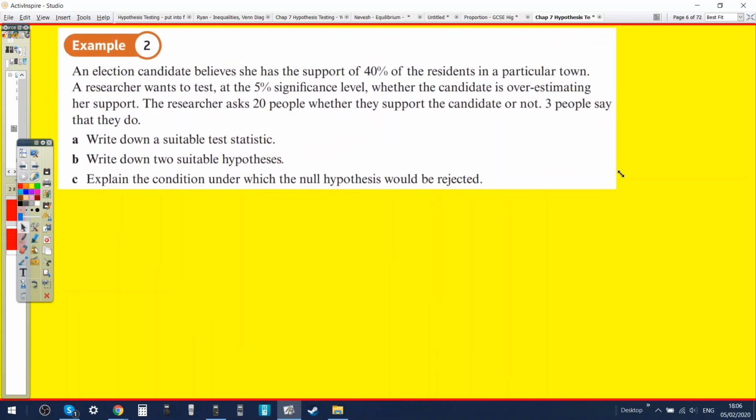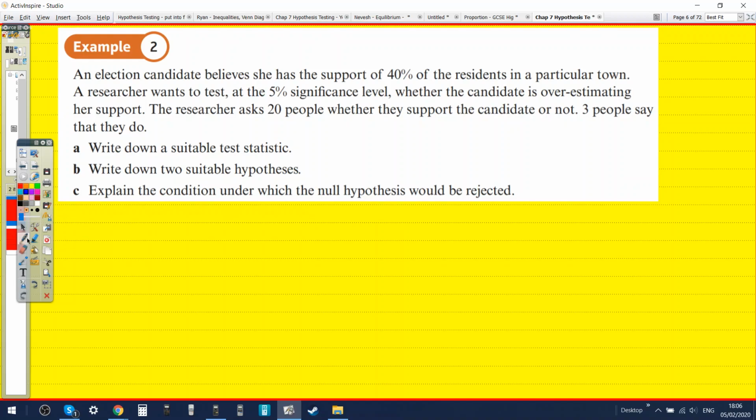Okay, let us try this one. Is it the 23 people? A suitable test statistic, let's call it X, the number of people who say they'll be supporting the candidate. So the number of people out of 20 who say they will support the candidate.